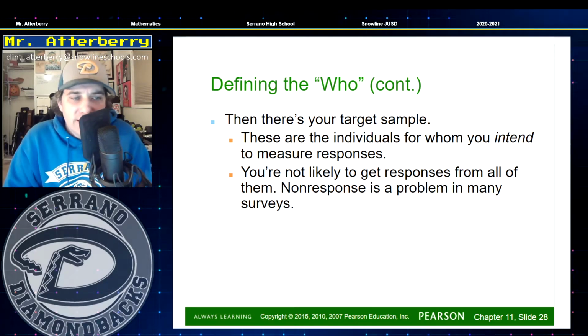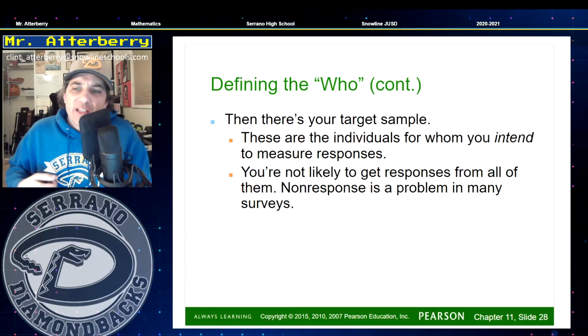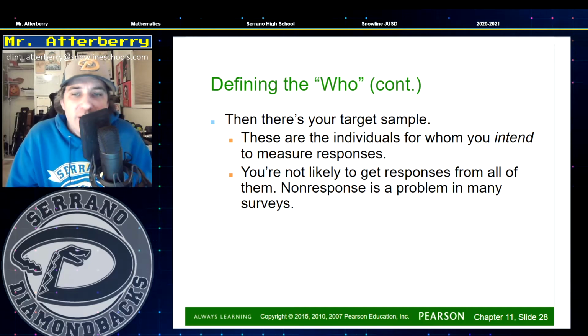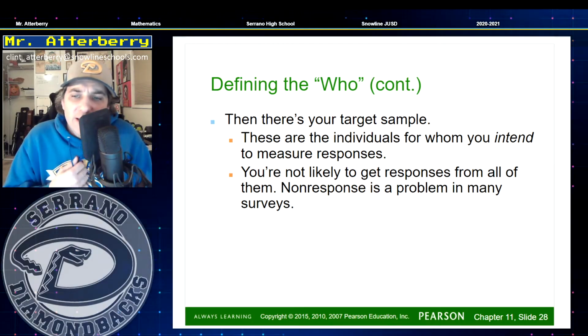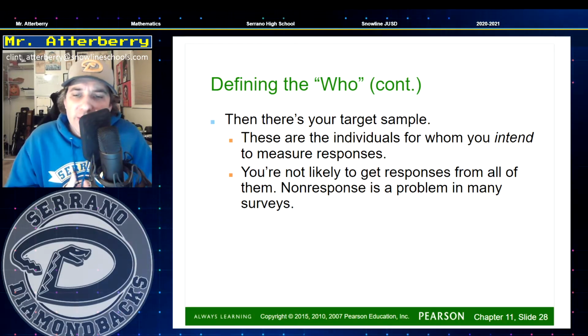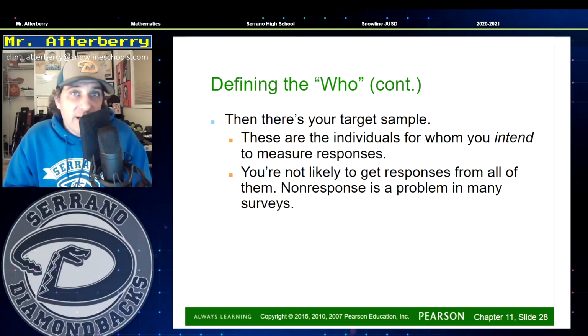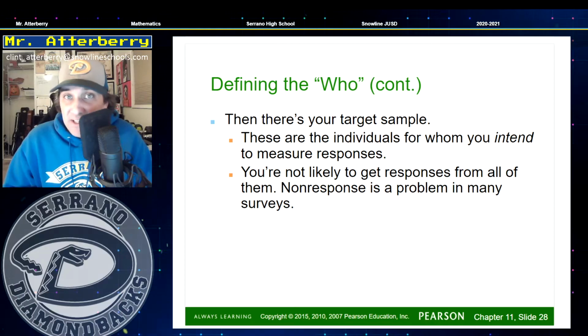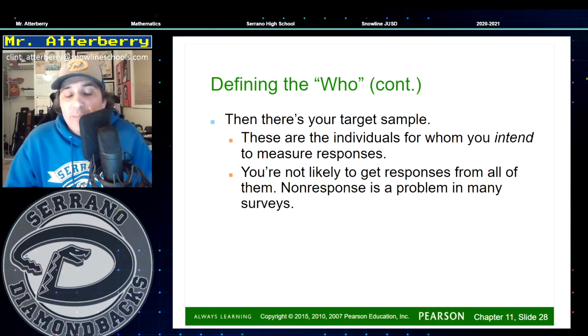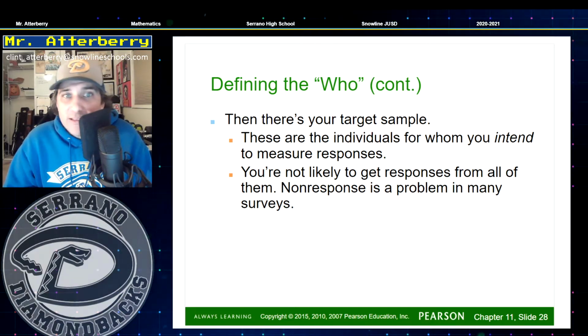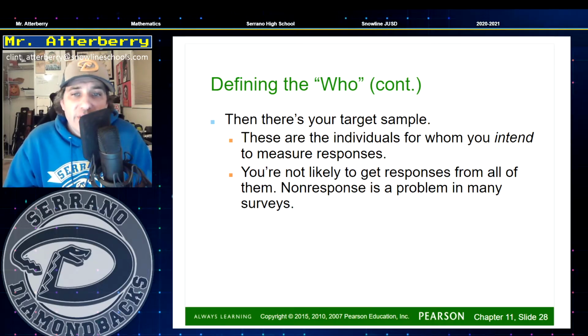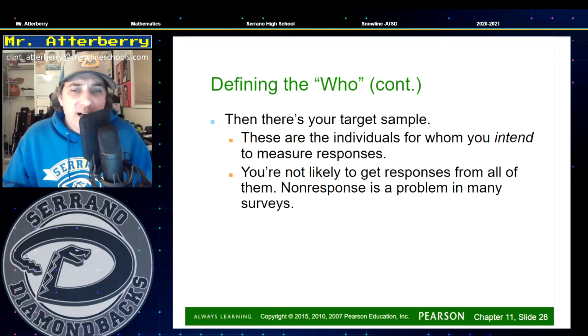Then there's your target sample. These are the individuals for whom you intend to measure responses. You're not likely to get responses from all of them. Non-response is a problem in many surveys. So if you send out 100 surveys, are you going to get all those surveys back? Maybe half of them, maybe 10%, a quarter of them. You have to think about, when you're doing your sample, how many responses you are actually going to get.